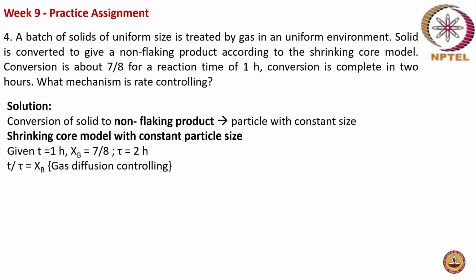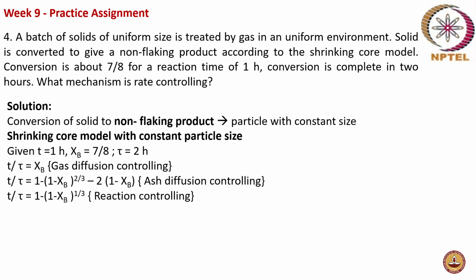Right? Now, when t by tau is equal to xb, it is gas diffusion controlling. This is for shrinking core model with constant particle size. Similarly, when t by tau is equal to 1 minus of 1 minus xb the whole power 2 by 3 minus 2 into 1 minus xb, then it is going to be ash diffusion controlling. And the third case, when t by tau is equal to 1 minus of 1 minus xb the whole power 1 by 3, then it is going to be reaction controlling.